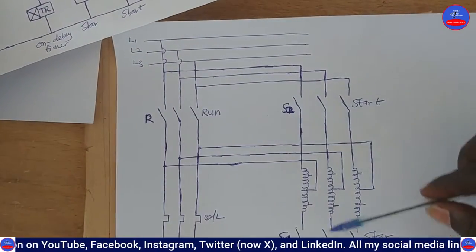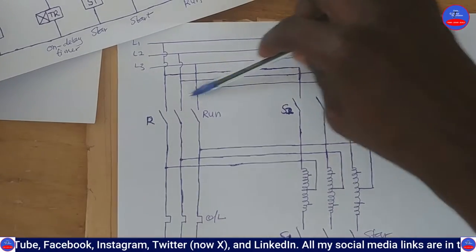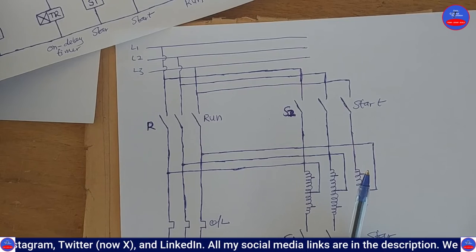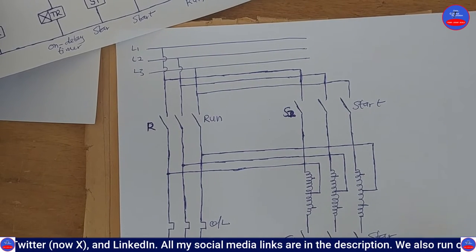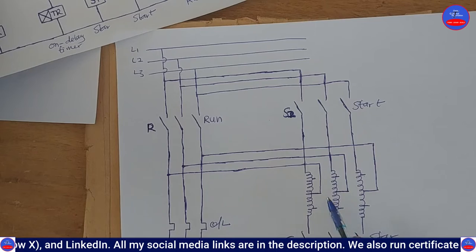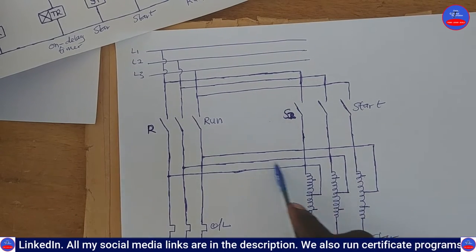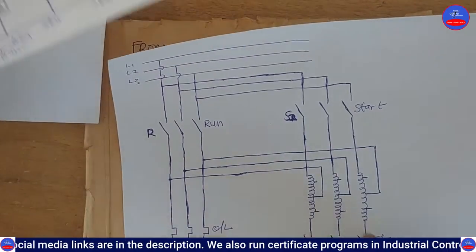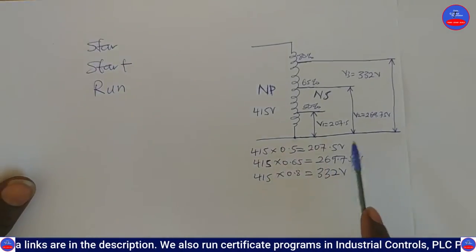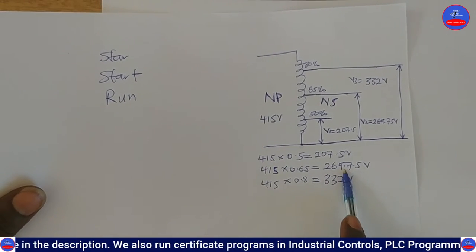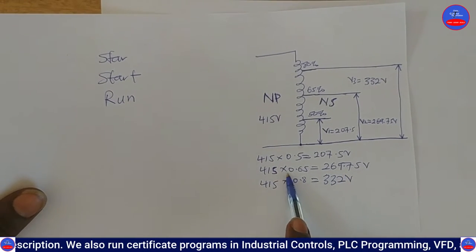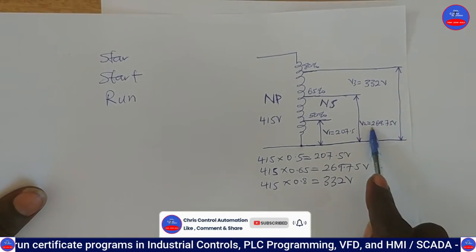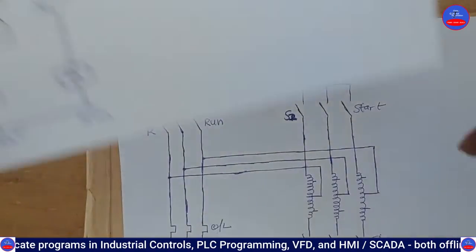So the moment this side closes and this side closes, the 415 is applied to the auto transformer winding. But because we have started this side, we have gotten a zero potential. Now we have tapped 65% to the motor. So now the motor is going to run on 269.75 volts, 65%. It's going to get this voltage. Now let's see the controls.